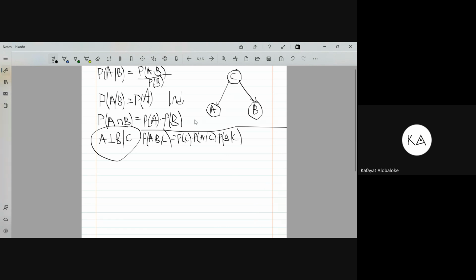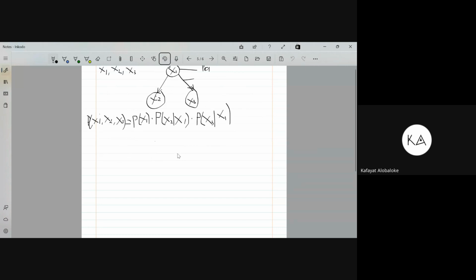So with this now, we have derived the joint probability of this distribution. Now, if we condition this on C, like I said earlier, if A and B are conditionally independent given C, then what do we have? That is the probability of A and B given C equals, remember our formula for conditional probability earlier.